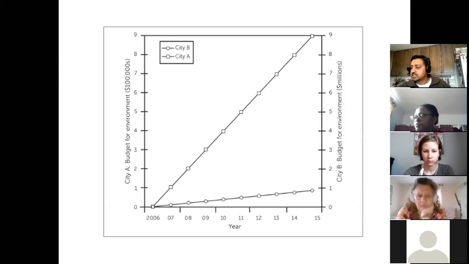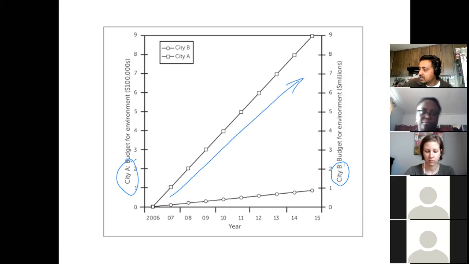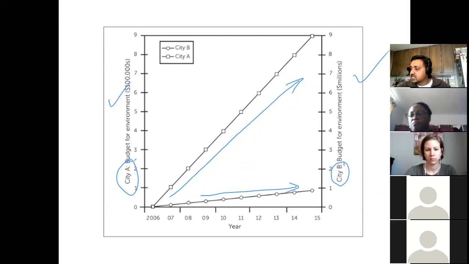Another example, you have two cities, city A and city B. City budget for environment. On the face of it, it looks like city A has been increasing its budget quite dramatically, and city B really has been slacking off in spending for the environment. Until you pay attention to the fact that there are two different scales here, scale 1 and scale 2. Scale 1 is talking about city A spending money in the hundreds of thousands. So, okay, they spent 100,000, 200,000, 300,000, 400,000, 500, 600, 700, 800, 900,000. Excellent.